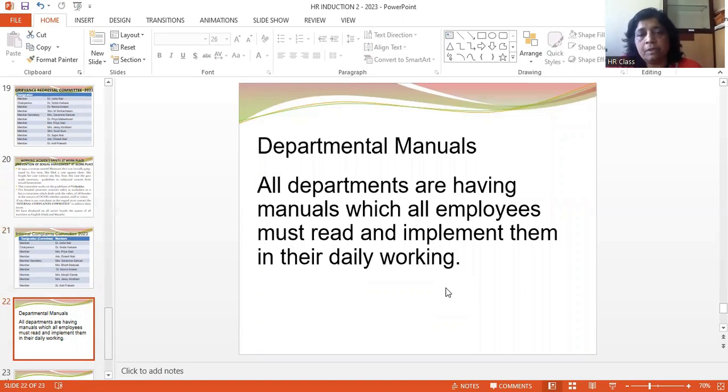You have all departmental manuals in your respective wards. All departments have manuals which all employees must read and implement in their daily working. You're supposed to go through the manuals that are there in the department so that you can work as per the manual that has been made in this regard.